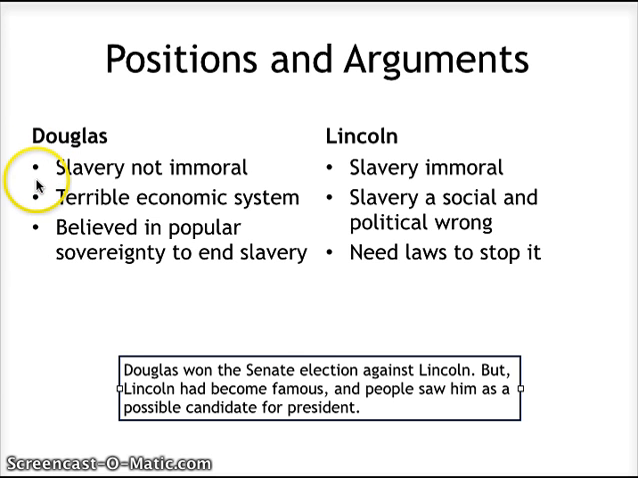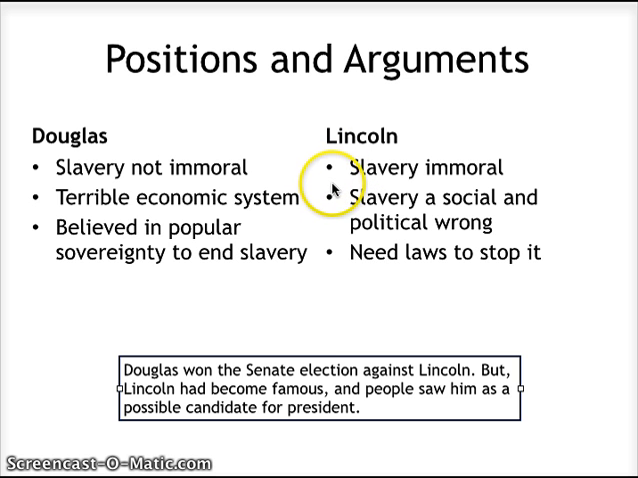Douglas, first of all, did not necessarily believe that slavery was immoral or evil. He believed that by having popular sovereignty, eventually slavery would go away on its own, that people would just eventually vote not to have slavery. Douglas also believed that in many of the new territories, such as Nebraska and Kansas, it wouldn't really make sense to have slavery in these states, and therefore, what is the reason for fighting over this issue?